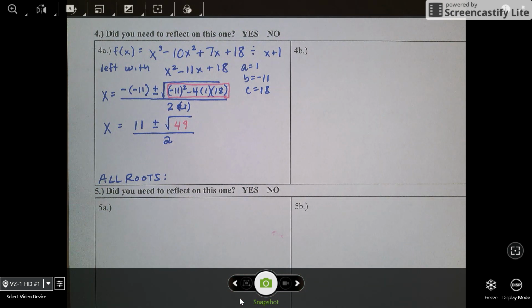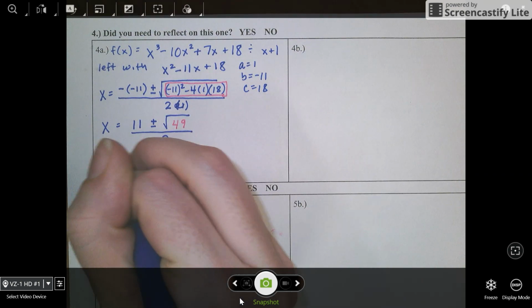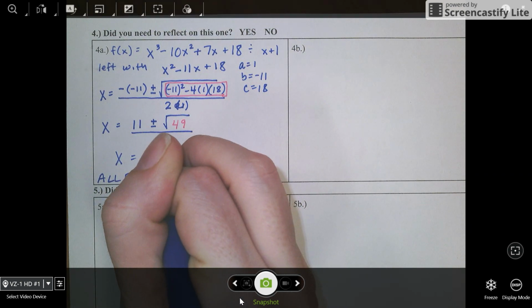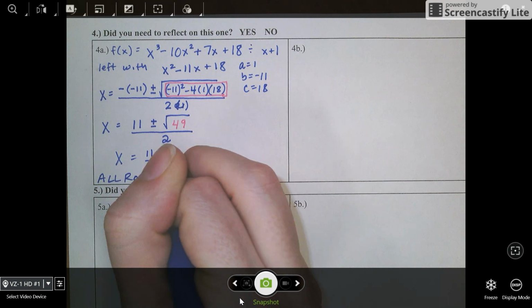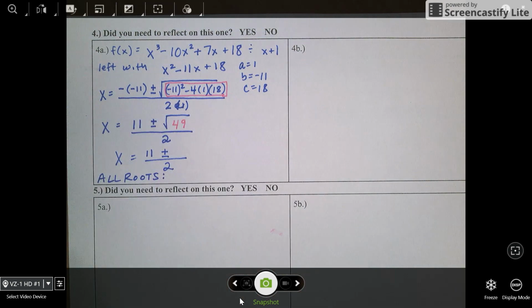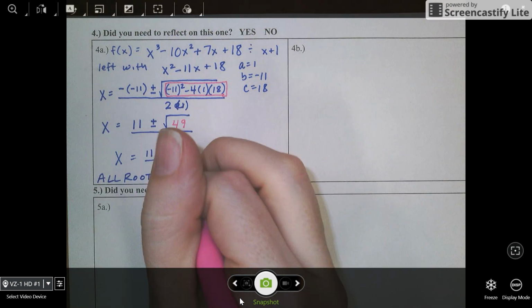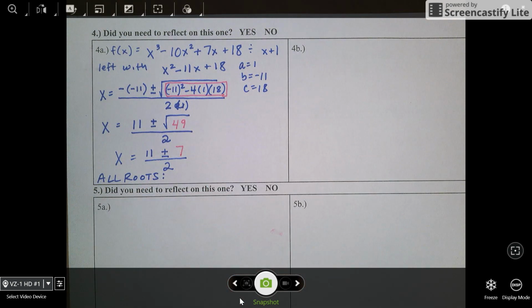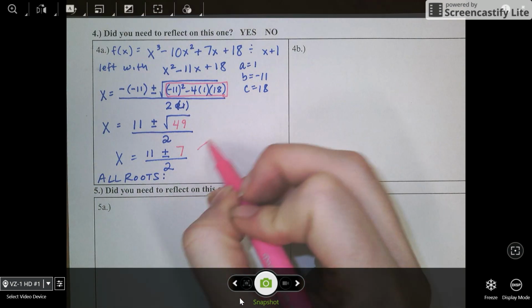So I'm looking at my perfect squares, and I notice that 49 is a perfect square. So I've got x equals 11 plus, and I'm going to do a minus version of this, over 2. And that 49, the square root of 49 is 7. So you can't stop here because these are numbers that you can actually put together. There's no i on them. There's no radical on them. So I've got to simplify these.